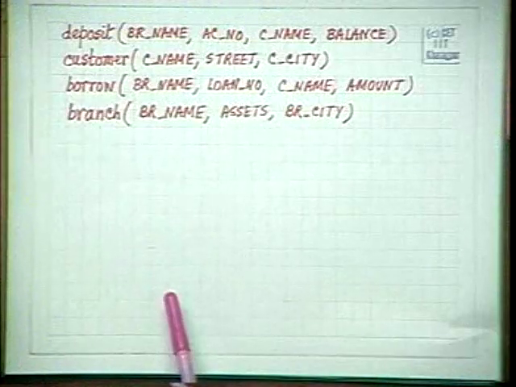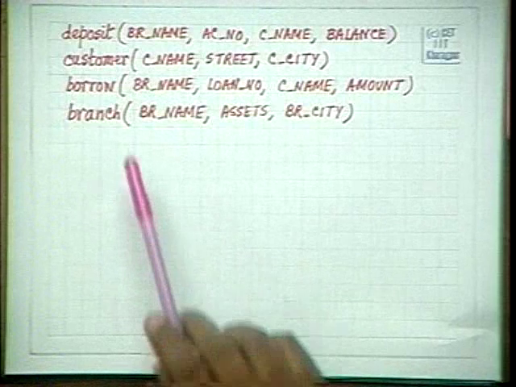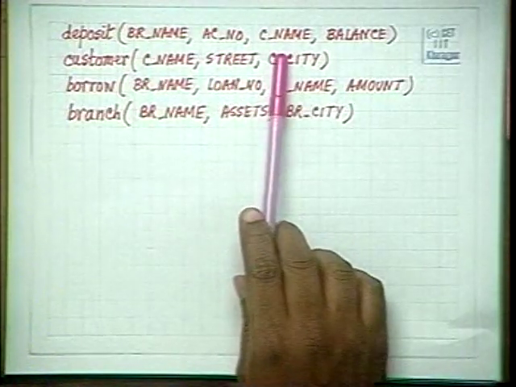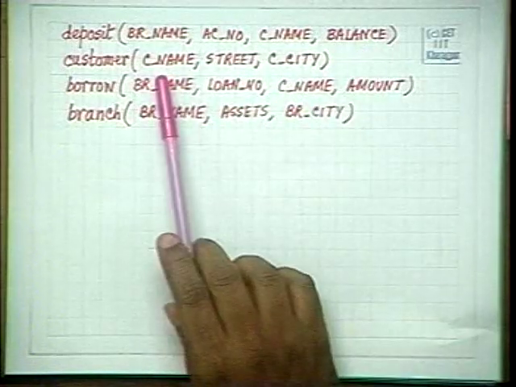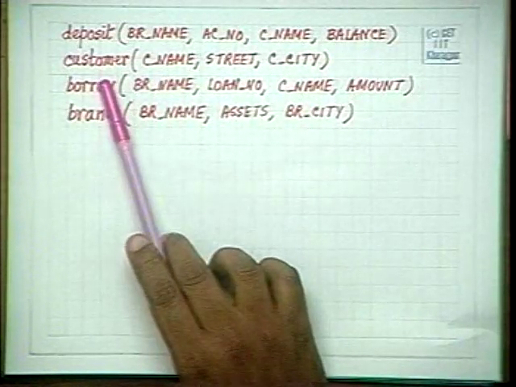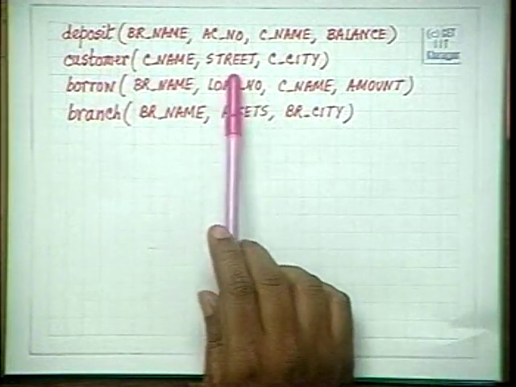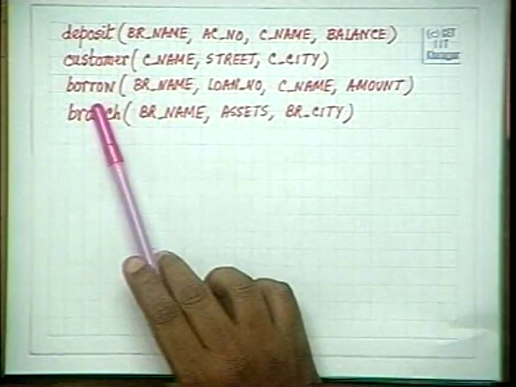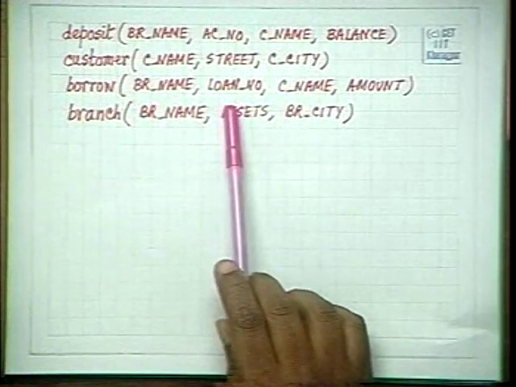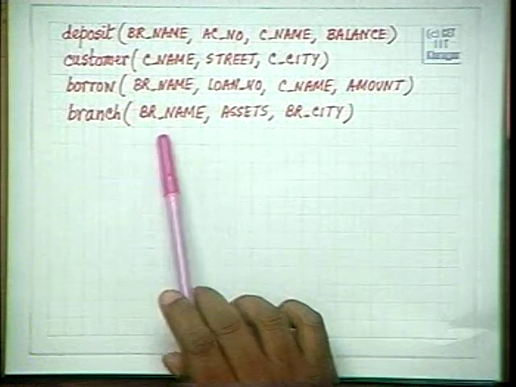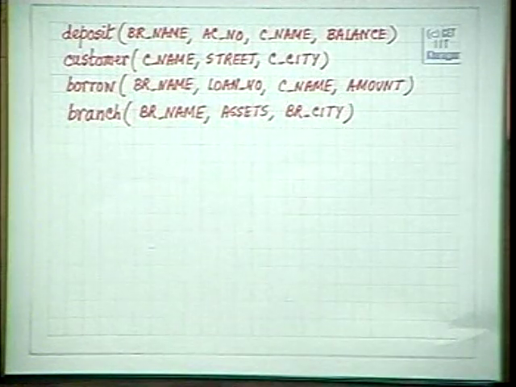Let us see a simple bank example. Branch name, account number, customer name, balance. This is the deposit relation. The customer relation is customer name, street, city. The borrower relation is branch name, loan number, customer name, amount. And the branch relation is branch name, assets, and branch city.